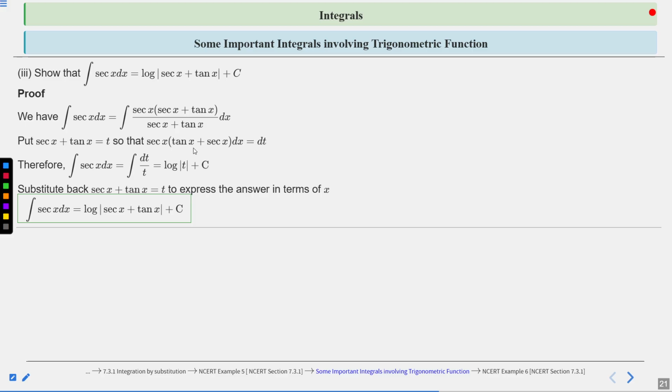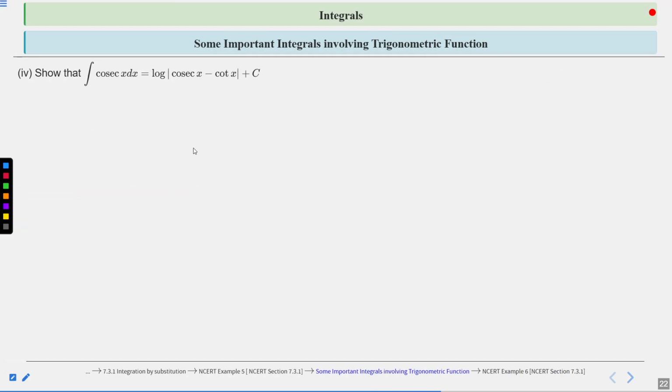This will be the proof of the given formula. Okay. Hope it's clear to all. Let us move to the next part.